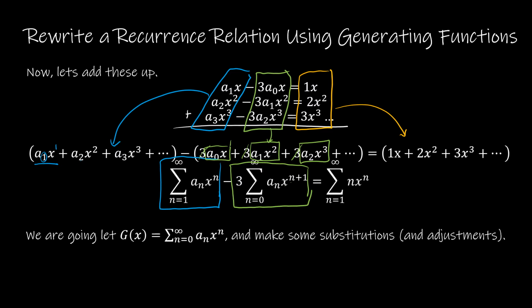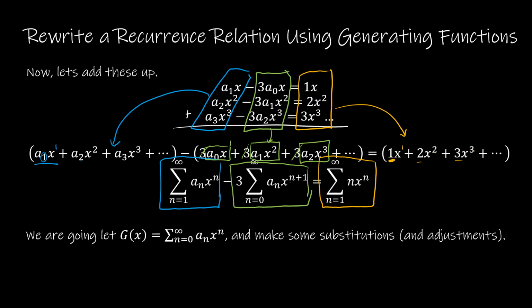And then if I look at the last one, I can see that I have 1 plus 2 plus 3, and then it's x to the first, the second, the third, and so I can rewrite all of that as the summation starting at 1 of n x to the n.